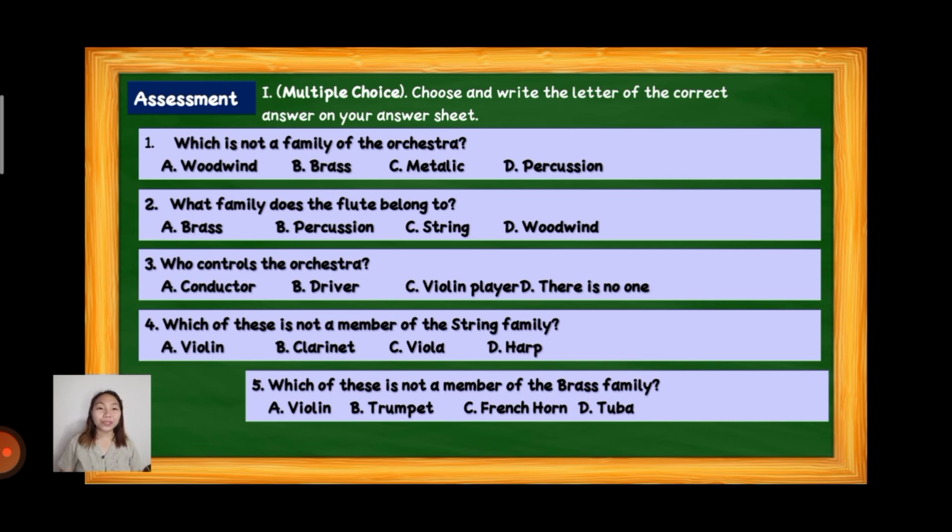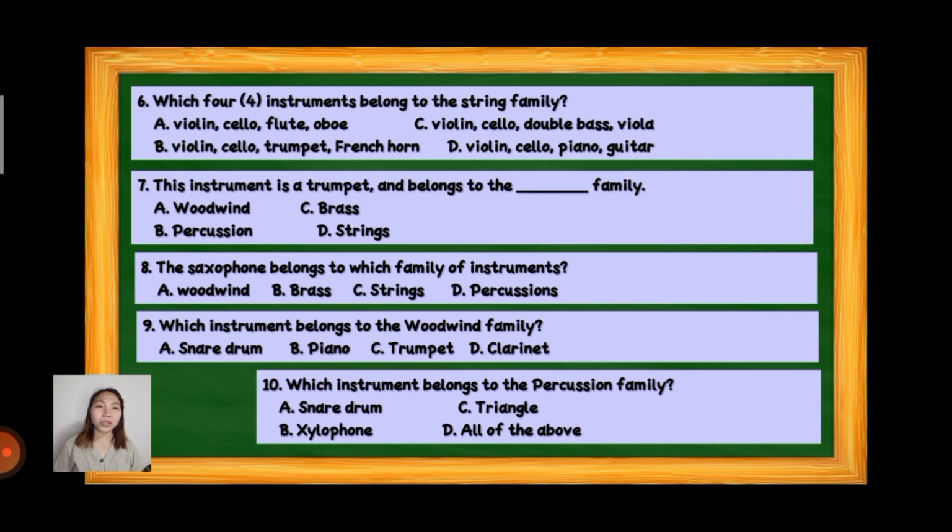Number 4. Which of these is not a member of the string family? A. The violin, B. Clarinet, C. Viola, D. Harp. Okay? Okay, number 5. Which of these is not a member of the brass family? A. Violin, B. Trumpet, C. French horn, D. Tuba. Okay, and for number 6, which 4 instruments belong to the string family? A. Violin, cello, flute, oboe, B. Violin, cello, trumpet, French horn, letter C. Violin, cello, double bass, or viola, D. Violin, cello, piano, guitar. Okay, asa man ana ang string instrument.